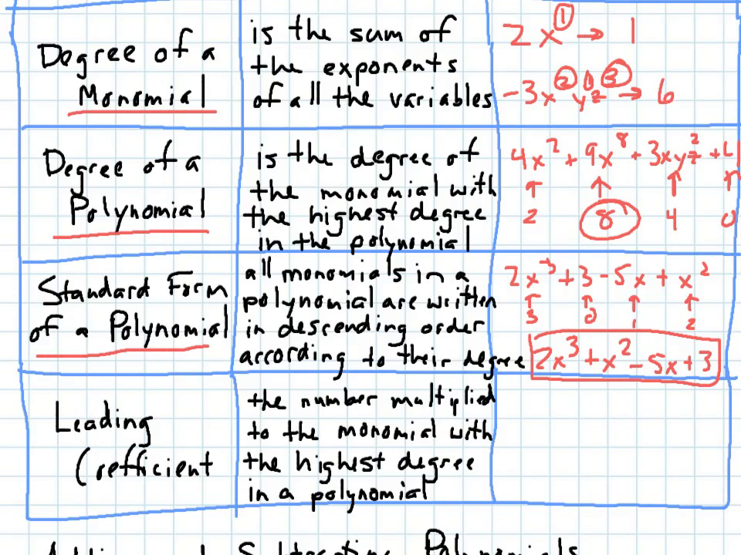Okay, and then the leading coefficient is found when your polynomial's in the correct order. So let's take this following polynomial.